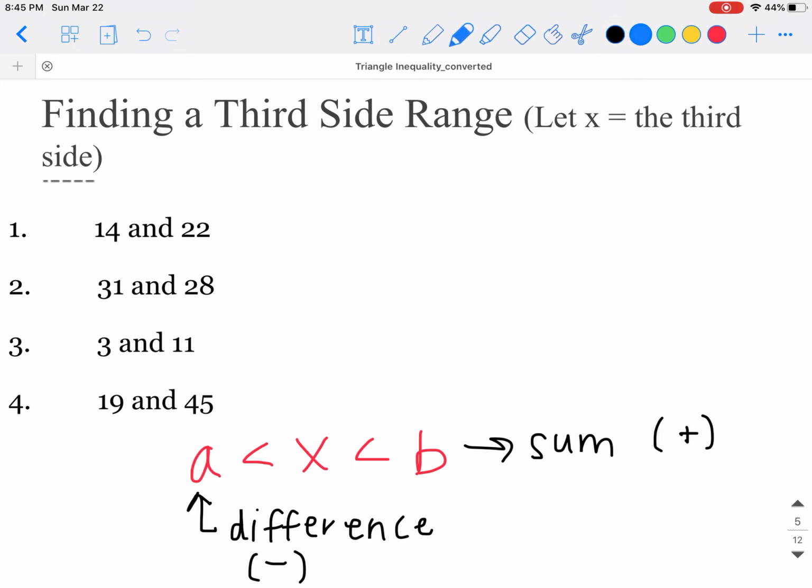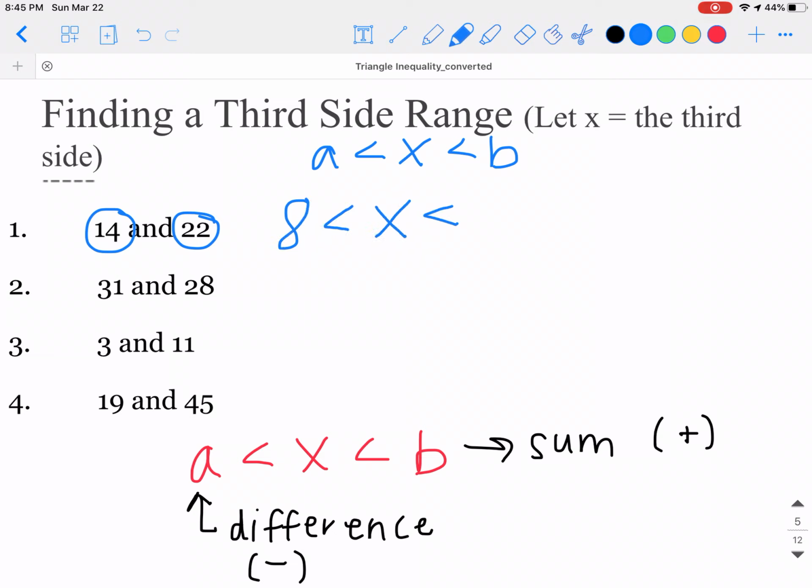So for number 1, we're given two sides, 14 and 22. We want to plug this into A is less than X, which is less than B. A is the difference, so we're going to do 22 minus 14. That gives us 8. 8 has to be less than X, which is less than the sum. So 14 plus 22 gives us 36. So the range for the third side of this triangle, X can be greater than 8 but less than 36. So any number within that range works for the third side of our triangle.